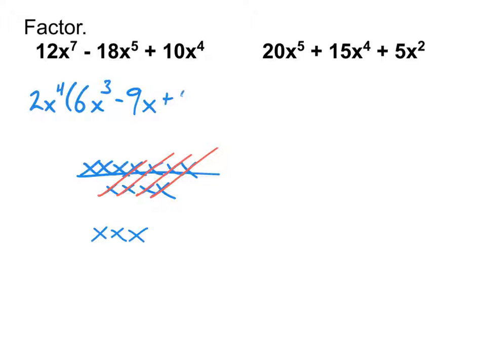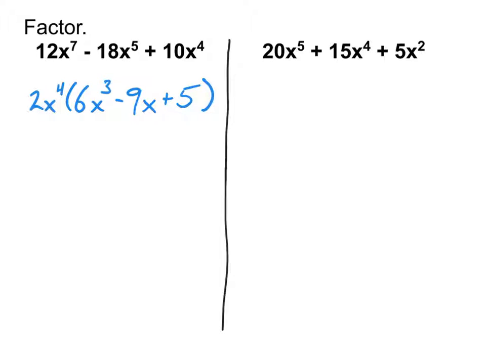10 divided by 2 is 5, and x to the 4th divided by x to the 4th is 1. Not x to the 1, but just 1. There are no more x's left in that last term, and so it's just a 5. And that's that first one done. All right, now on to the second.